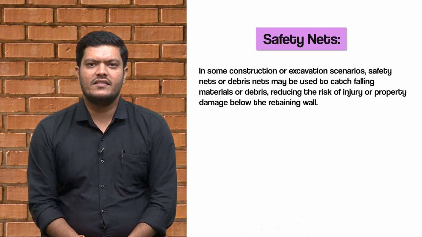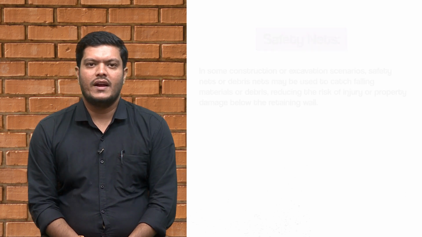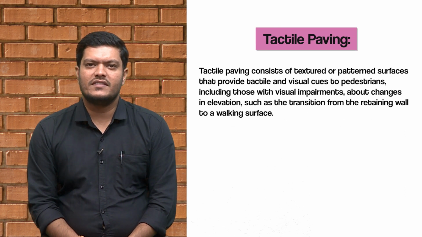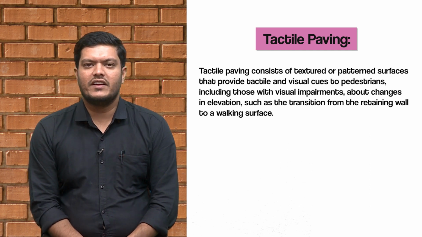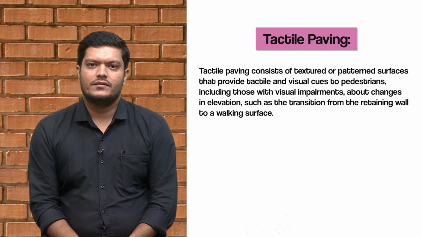Safety nets. In some construction or excavation scenarios, safety nets or debris nets may be used to catch falling materials or debris, reducing the risk of injury or property damage below the retaining wall. Tactile paving. Tactile paving consists of textured or patterned surfaces that provide tactile and visual cues to pedestrians, including those with visual impairments, about changes in elevation, such as the transition from the retaining wall to a walking surface.